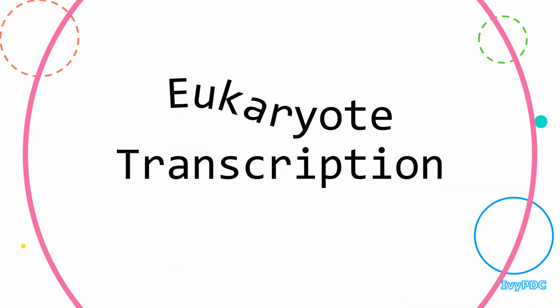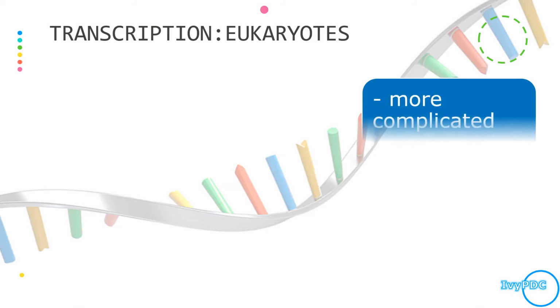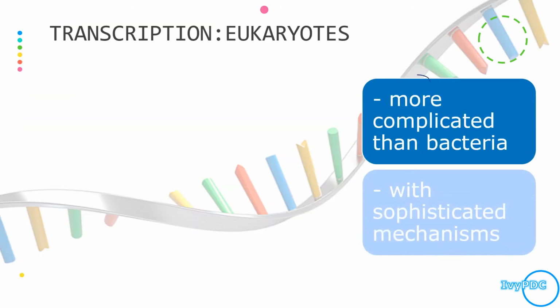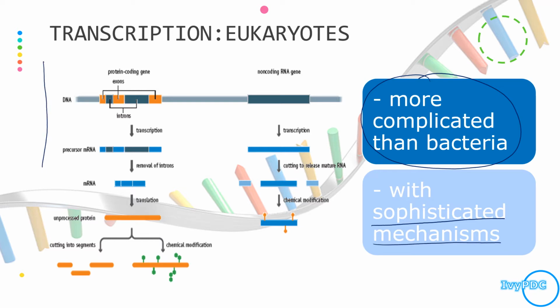Let's now start the discussion with eukaryotic transcription. Transcription in eukaryotes is more complicated when compared to bacteria. This is because eukaryotes have a more sophisticated mechanism in terms of gene expression. Specifically, there is more attention given to the preliminary process when the pre-mRNA is formed.